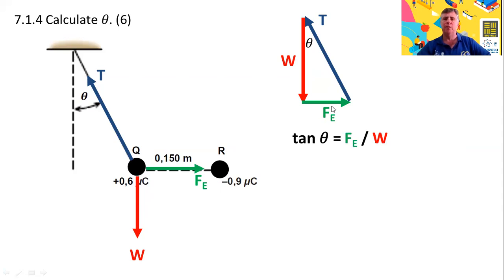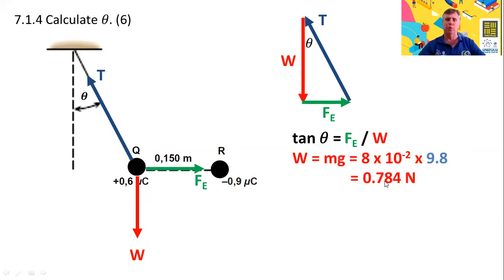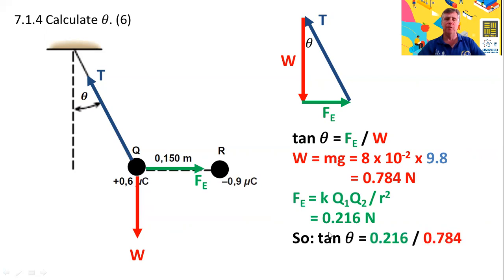Tan of theta is the electrical force over the weight. So the weight, which is mg, we can do a quick calculation. That's 0.784 newtons, using from our constant sheet the acceleration of gravity. And our electrostatic force, we use Coulomb's law, put in the 2 charges and the distance, we'll get 0.216 newtons. You can try that carefully. And so the tan of theta, we just divide these 2 forces: the electrostatic force of 0.216 by the weight force of 0.784, and theta will be 15.4 degrees.